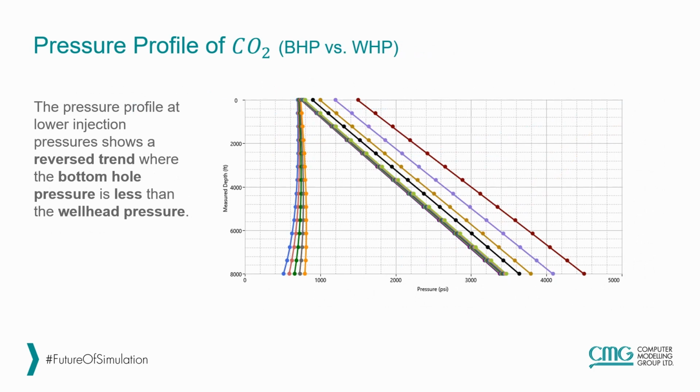So another interesting part of this pressure profile of CO2 is happening at the first part. Here, we see that for some of the injection pressures, the trend of the pressure profile looks reversed. For instance, if we look at this blue curve here, we see that the bottom hole pressure is less than the injection pressure at the surface. The injection pressure is here and the bottom hole pressure is less than the injection pressure.